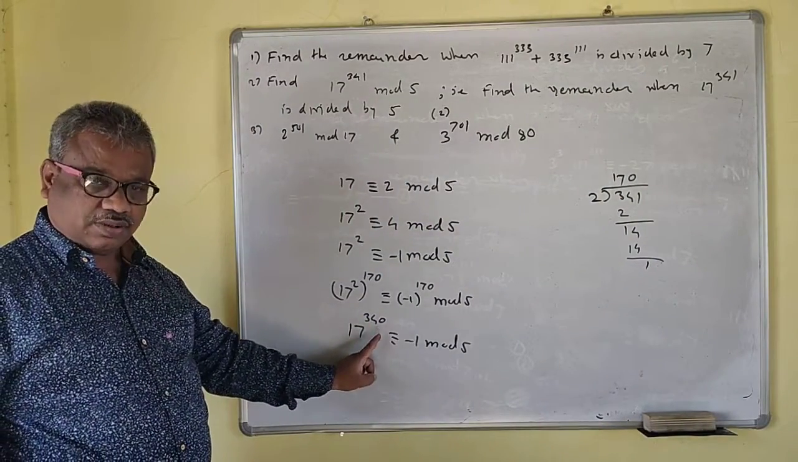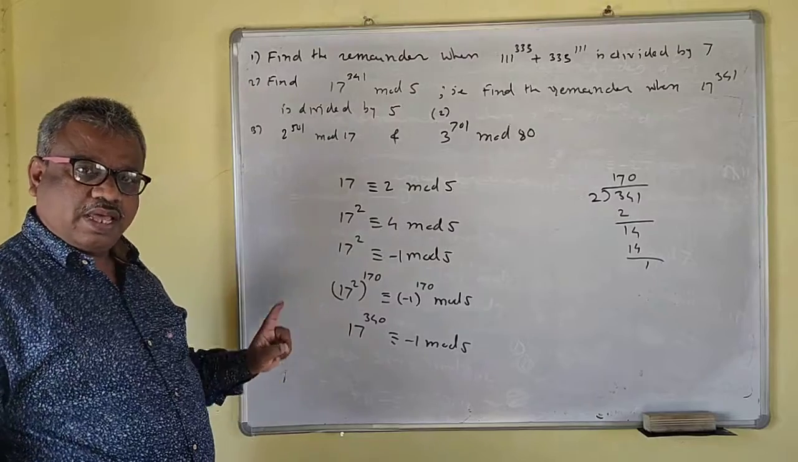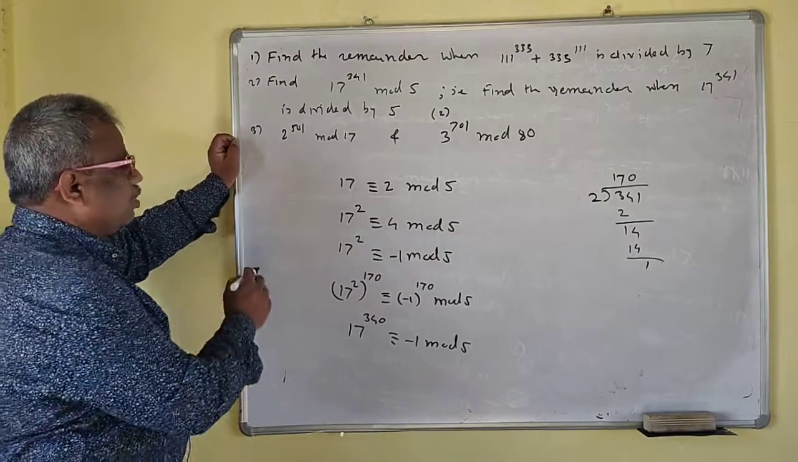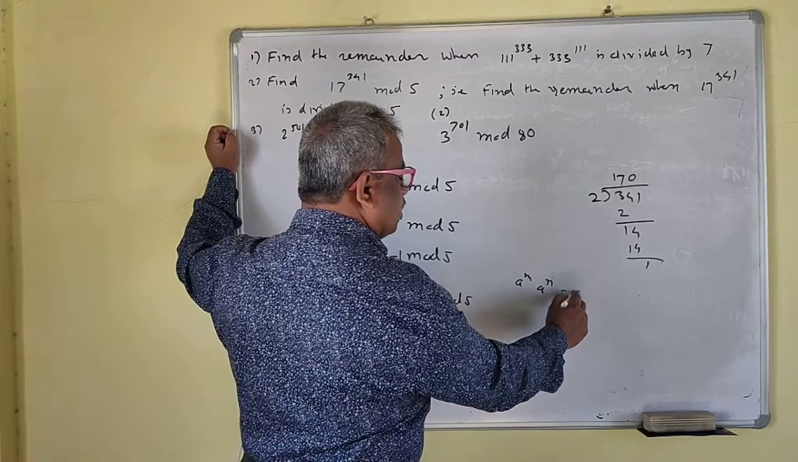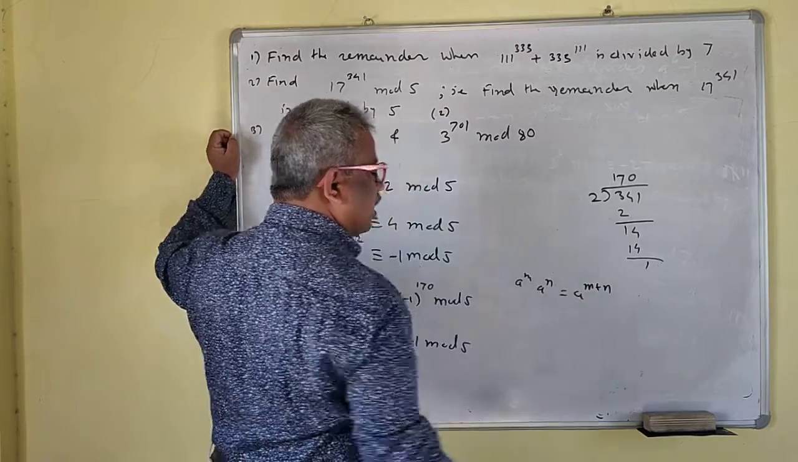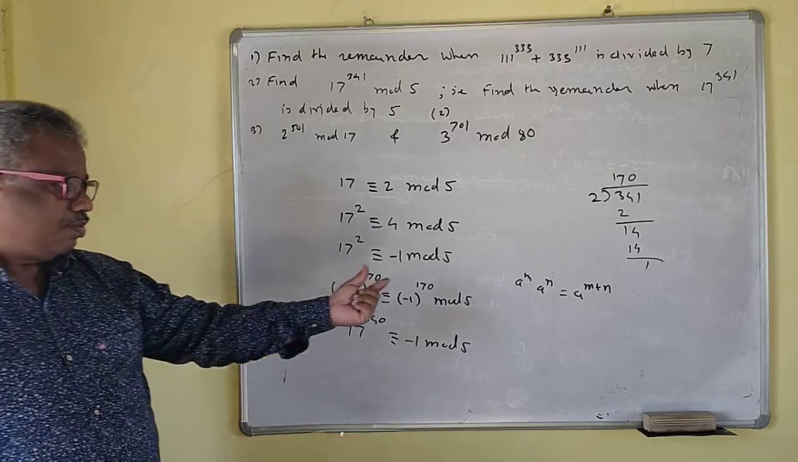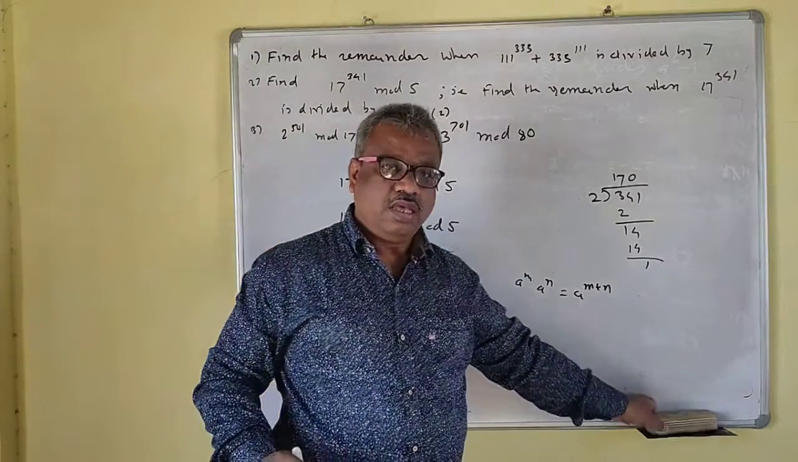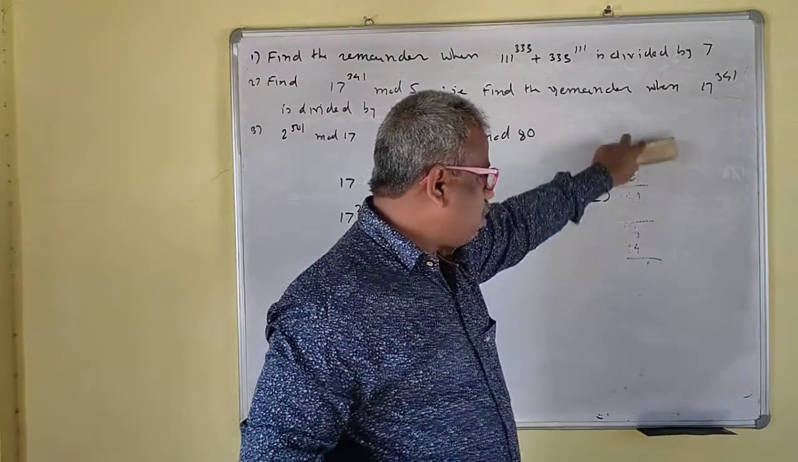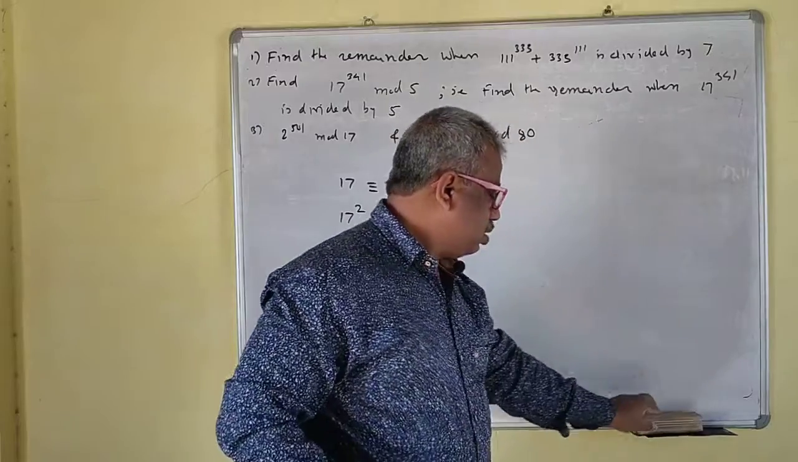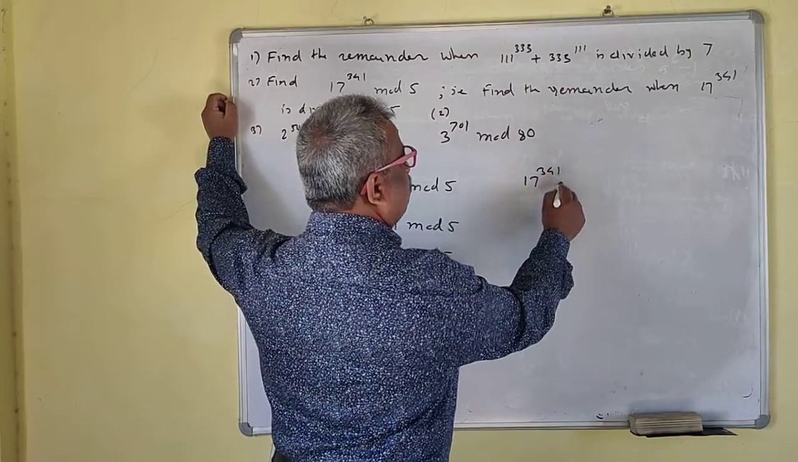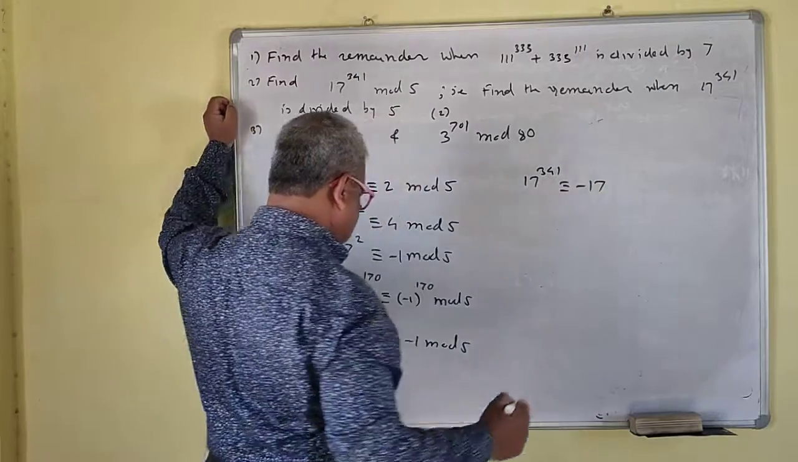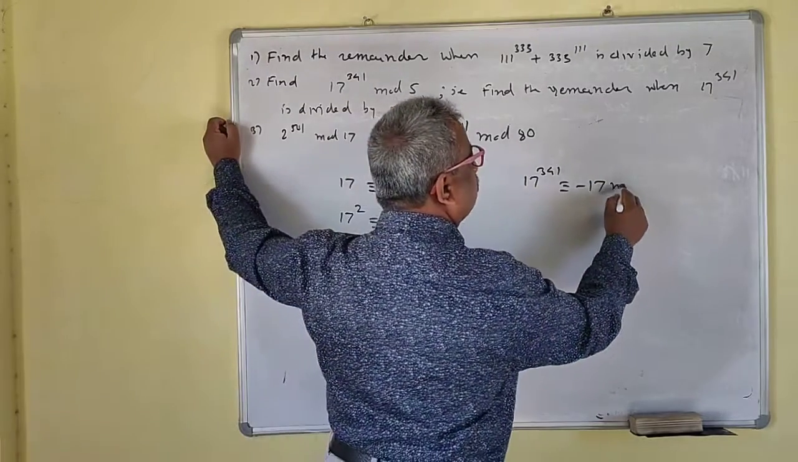One power is left now. So what will we do? We will multiply by 17 now. We know that a to the power m into a to the power n is the same as a to the power m plus n. We are using this rule of indices. So we have to multiply by 17, so we get 17 to the power 341 is congruent to minus 17 mod 5.